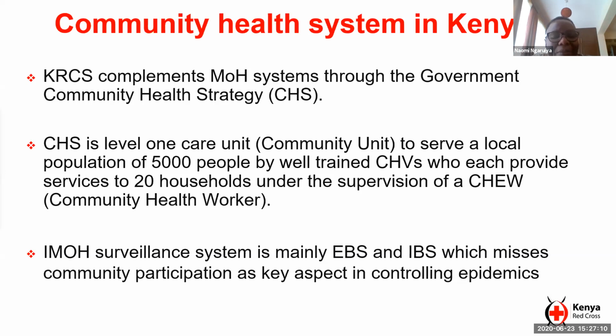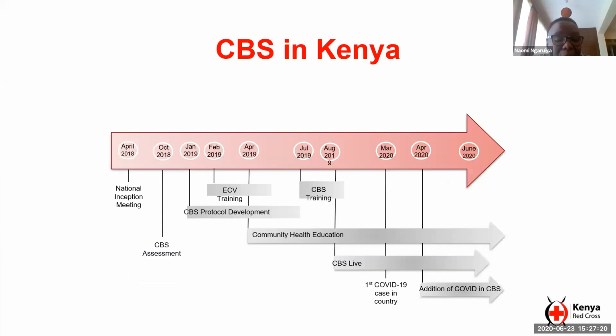I want to take us back so that we can understand even how the system started. In the year 2018, at the beginning of the year, we did the national inception meeting, targeting the higher officers so that we could have a buy-in, and later cascaded this to the counties. In the year 2018, you note there's a timeline because we always have to use the bureaucratic system of the government. After we trained them as master trainers and introducing the protocol, that is the community-based surveillance protocol, they got the idea and we decided to cascade the same to the counties.